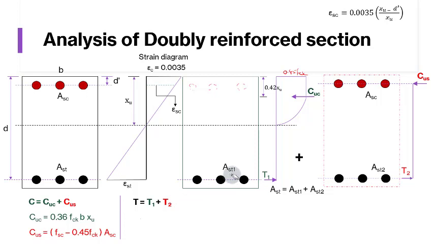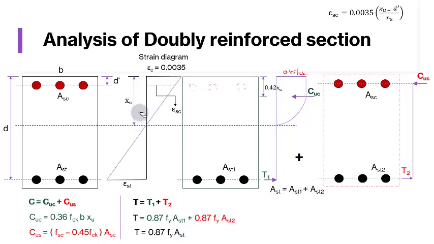Design yield stress into AST1 plus design yield stress into AST2. So that's why here it is 0.87 Fy AST1 plus 0.87 Fy AST2. So this can be written easily: T equal to what? 0.87 Fy AST.